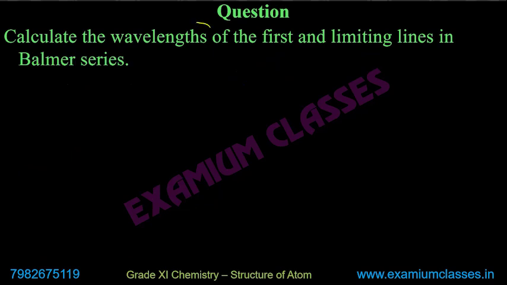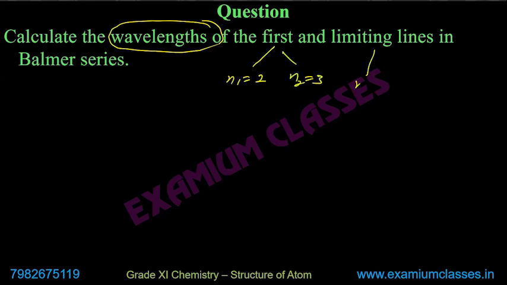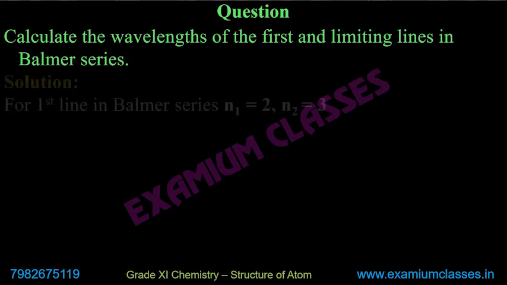Wavelength will remain positive. For wavelength, you will get it from wave number, and I have already told you that in wave number n1 is always less than n2. So that's why for the first line I was taking n1 as 2, n2 equals 3, and for limiting, n1 equals 2, n2 equals infinity. After that, you know the formula.